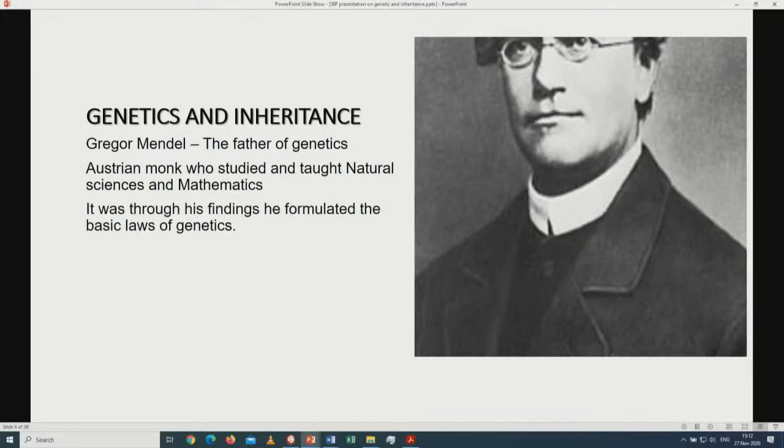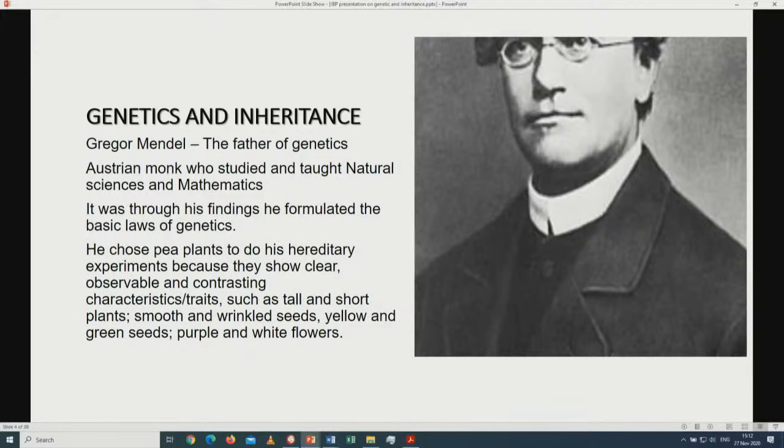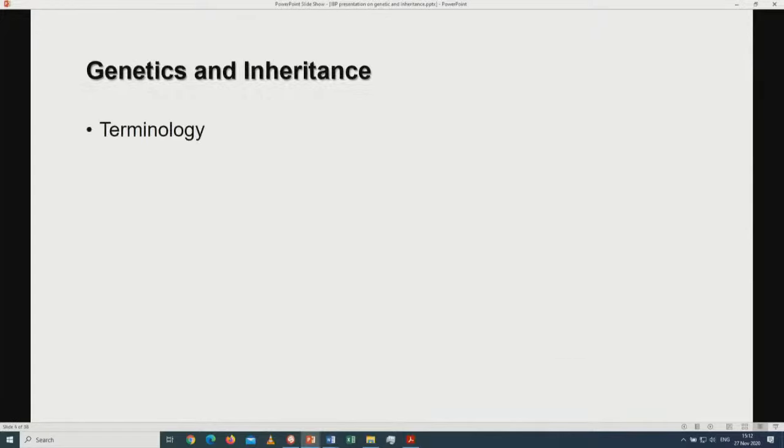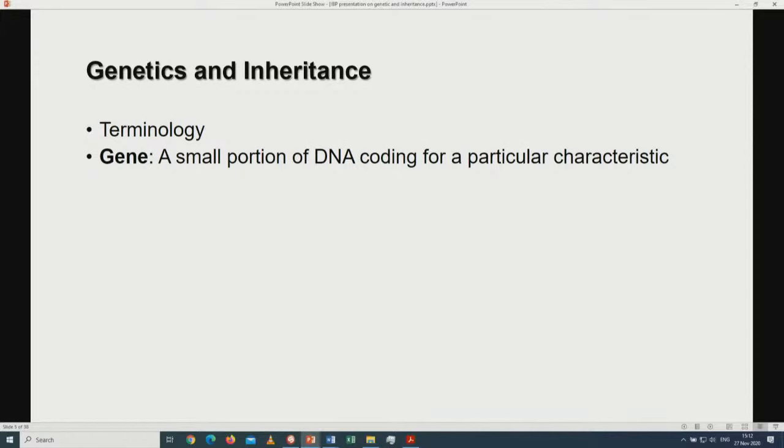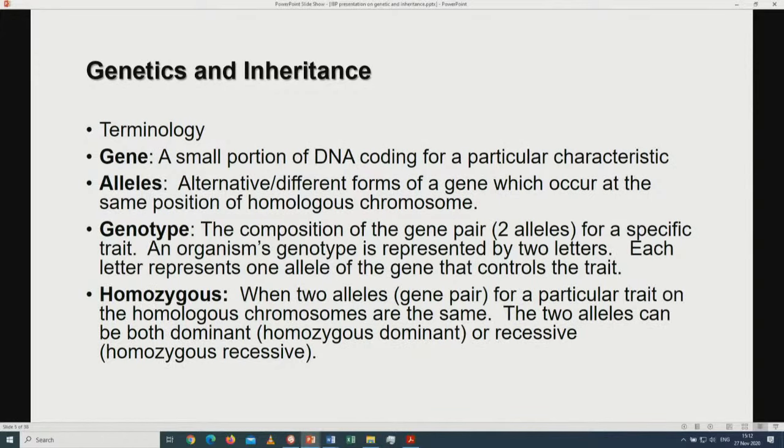He contributed a lot in the study of genetics. He did experiments on pea plants to show heredity in plants, and his work made a tremendous contribution to the field of genetics. Now it's very important that we learn the terminology that we use in genetics. Some of these terms are often confused by candidates.